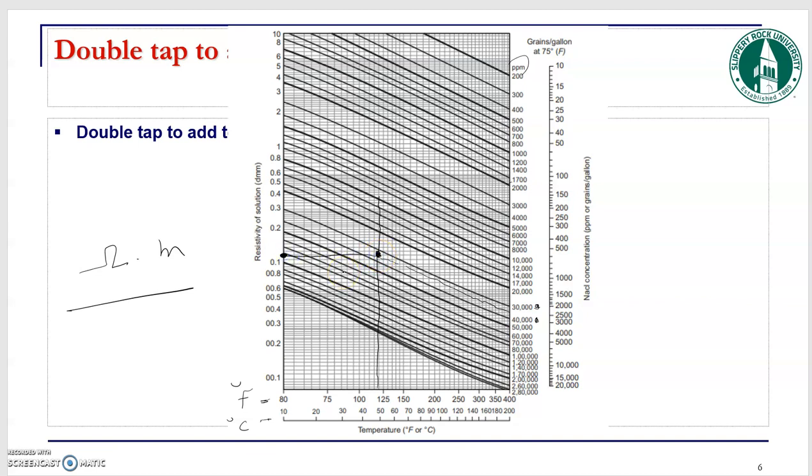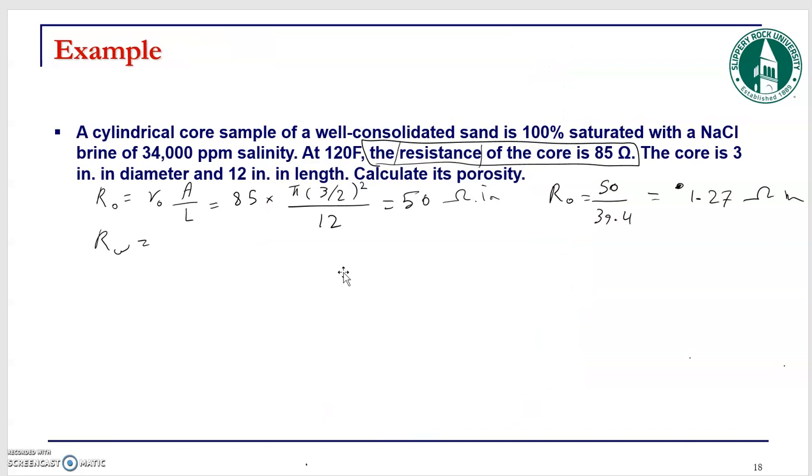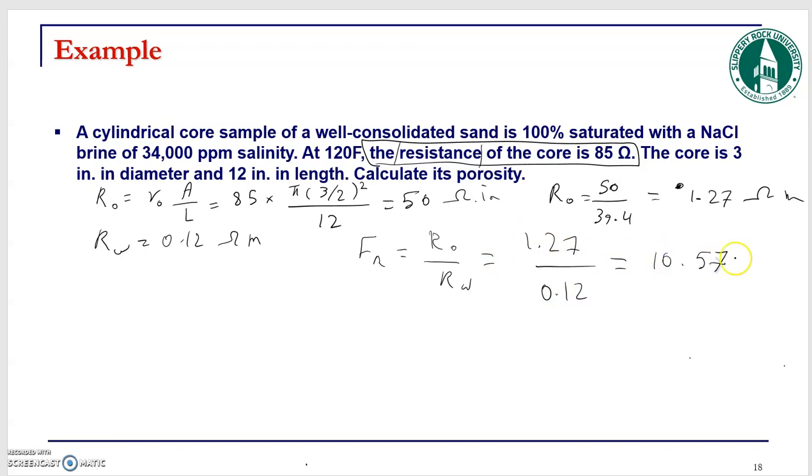So that's 34,000, and then you need to go to the left and read this value. So around 0.1 something, the accurate value is 0.12 ohm meter. So 0.12 ohm meter, that's our water or brine resistivity. Then we can calculate the formation resistivity factor, which is Ro over Rw, 1.27 divided by 0.12, and that's equal to 10.57.